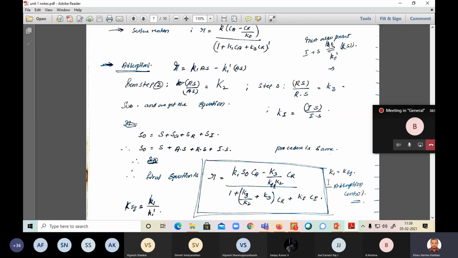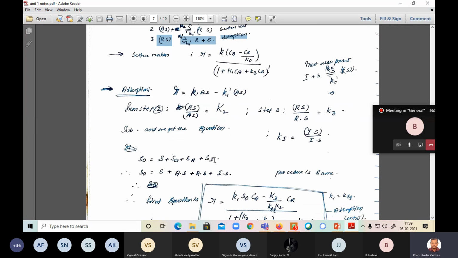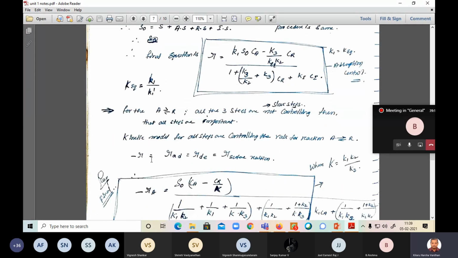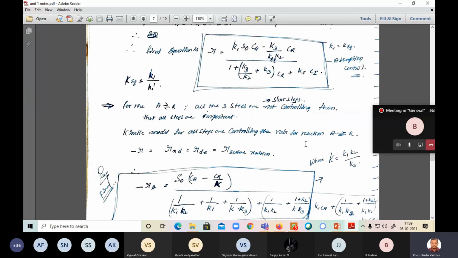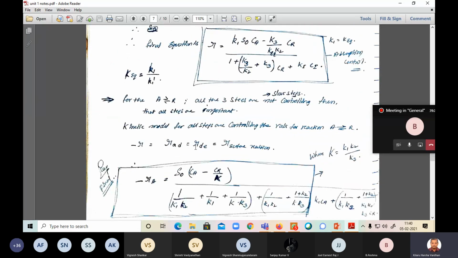Like that you can do for a desorption control also. Desorption in the sense you have to take this equation, then unknowns are there, Rs, we have to eliminate those unknowns in terms of the known and then write. That is what I think you will be doing in the next. So desorption also we can do the same way. So this is how the desorption will come. This is the final form.